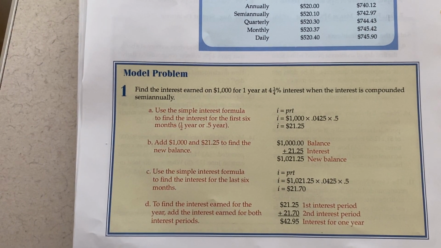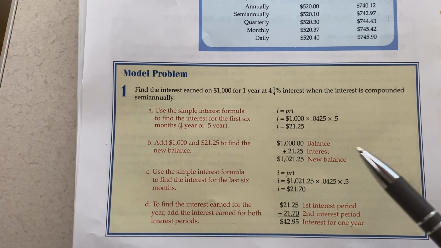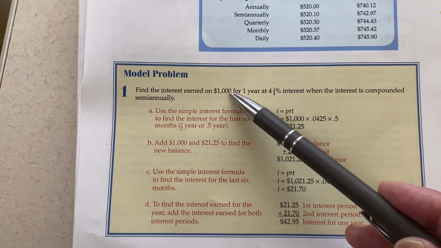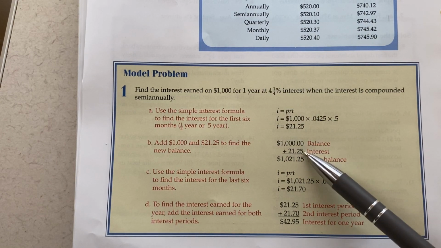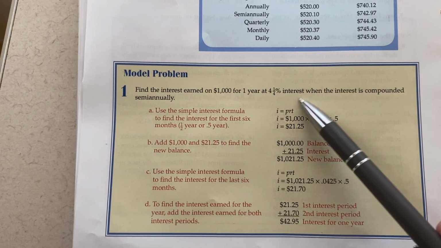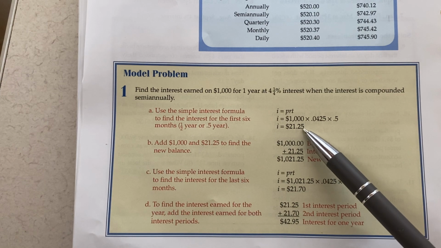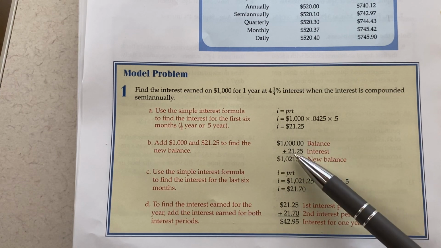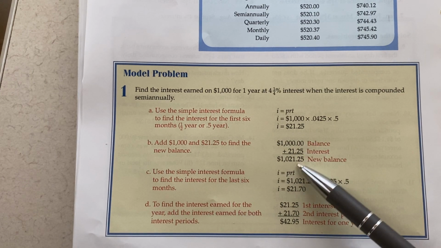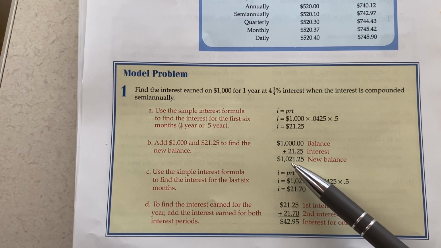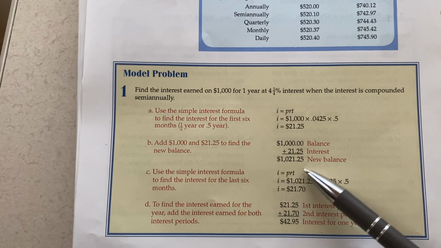And so then we add, we have the balance. This is our balance, $1,000. But now we added up the PRT, and how much did we make? We made $21.25 in interest. So we can add that. And now our balance is $1,021.25, our new balance.